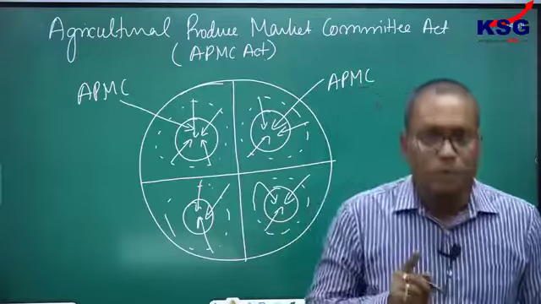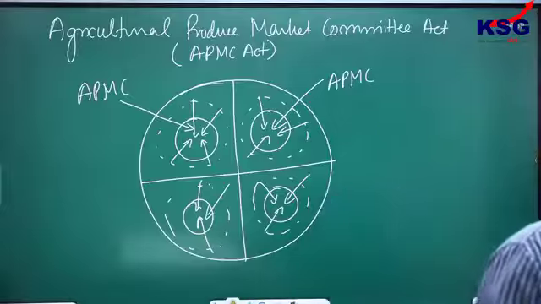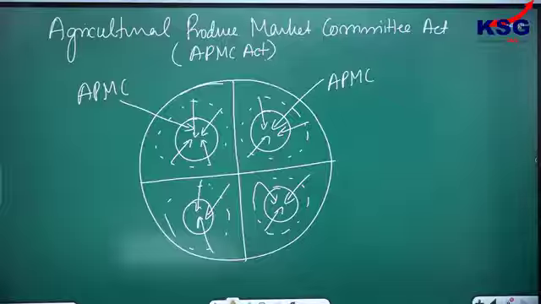So if you belong to a particular jurisdiction, you can only sell in that particular mandi, and then the mandi is governed by that mandi's APMC, Agriculture Produce Market Committee. Clear to all?